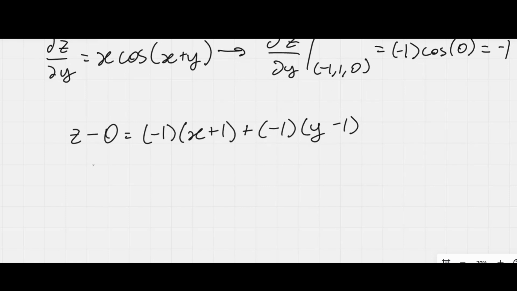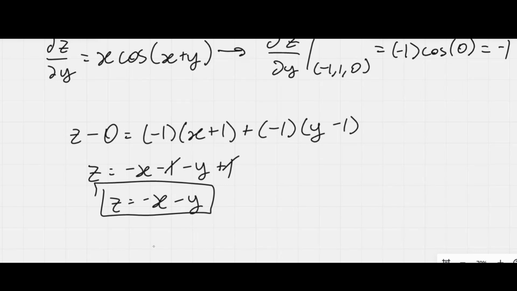And now we can simplify this to simply be negative x minus 1 minus y plus 1. These two 1's cancel out each other, and thus we are left with the equation for the plane being z equals negative x minus y.